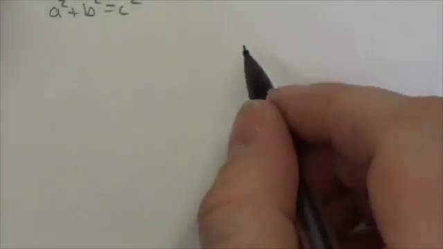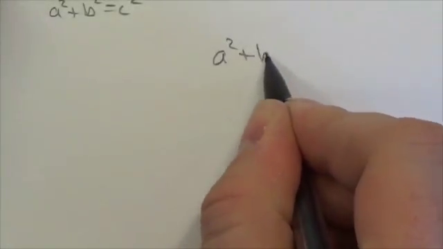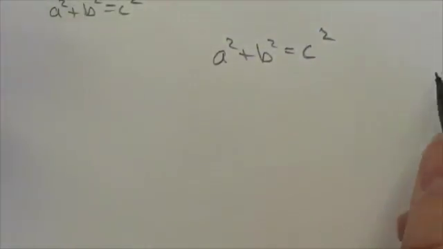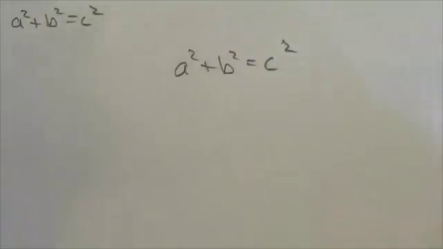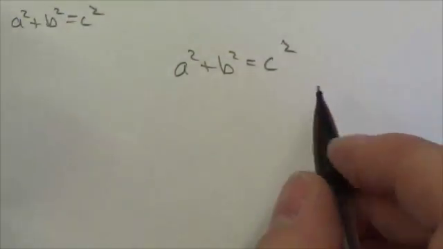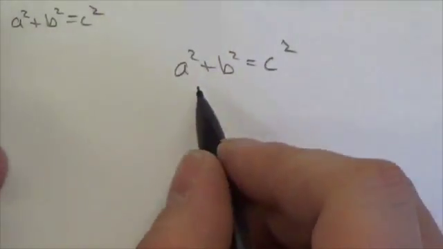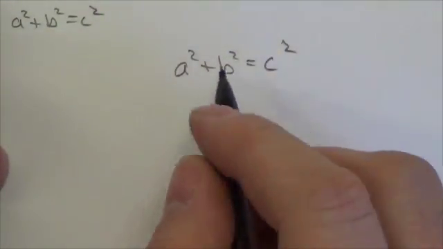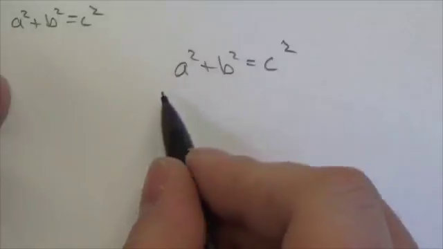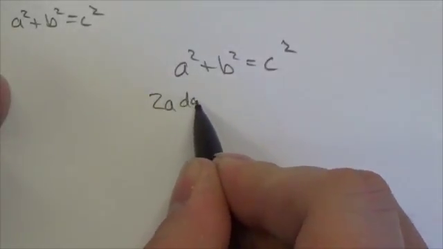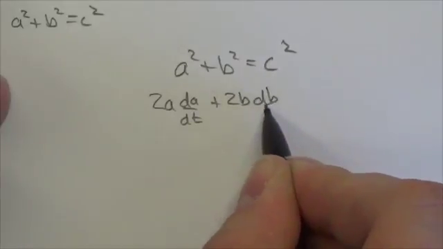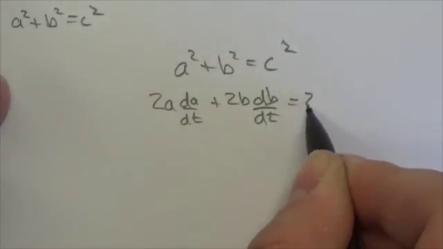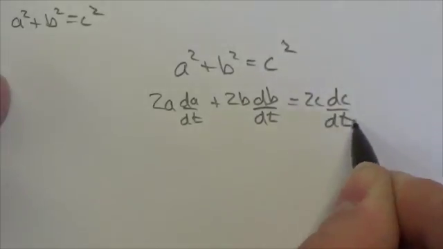So now I'll start doing my work here. A squared plus b squared will equal c squared. In this particular case, everything's changing. These are all variables, and so this is an opportunity to look at a question where we've got more than just two variables related to each other. So I'll start by taking the derivative, implicitly with respect to time. We're going to bring down the 2's here. So this will be 2a dA by dt, plus 2b dB by dt, equals 2c dC by dt.